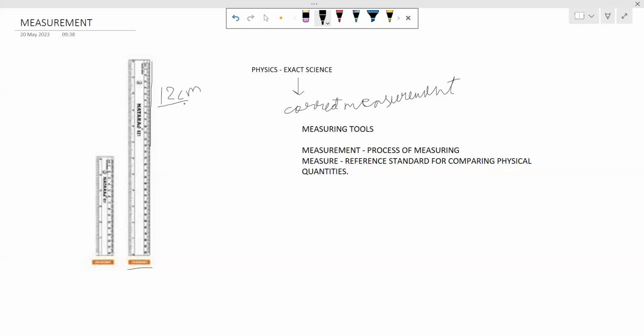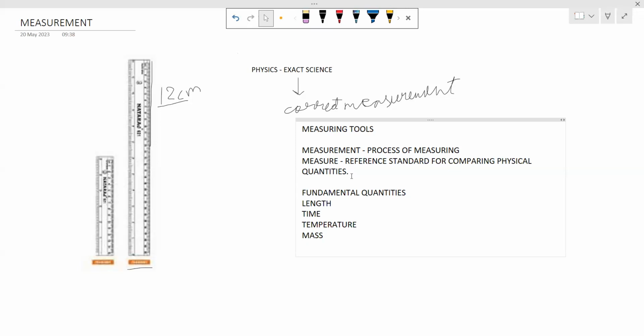So there are some fundamental quantities of measurement. Fundamental quantities of measurement also you have to remember. What are they? Length. Length is a fundamental quantity of measurement. Time. Time is a fundamental quantity of measurement. Temperature. Fundamental quantity. Mass. Fundamental quantity. So these all are the fundamental quantities of measurement.